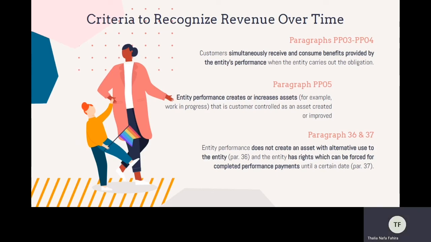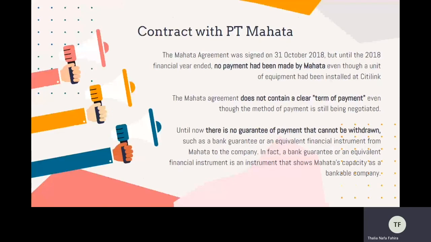The Mahata agreement was signed on 31st October 2018, but until the 2018 financial year ended, no payment had been made by Mahata, even though a unit of equipment had already been installed at the Citylink airplane. Secondly, the Mahata Agreement does not contain a clear term of payment, even though the method of payment is still being negotiated.